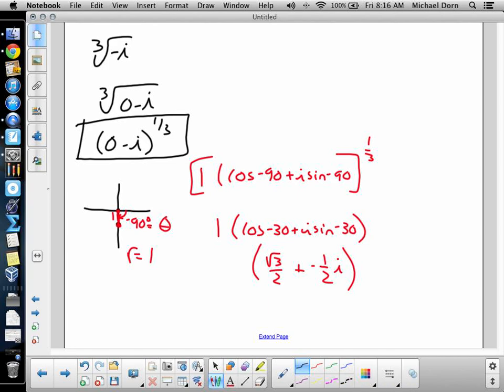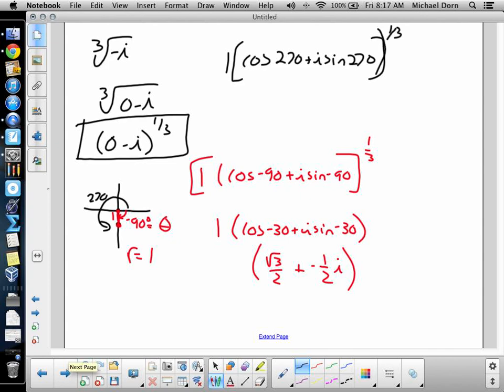If I'd have gone with the positive angle instead, 270, okay, whole thing to the 1/3 power. If I do it that way, I get 1 cosine 90 plus i sine 90. Cosine 90 is 0, i sine 90 is 1, so that's just i. Both of these are correct answers.